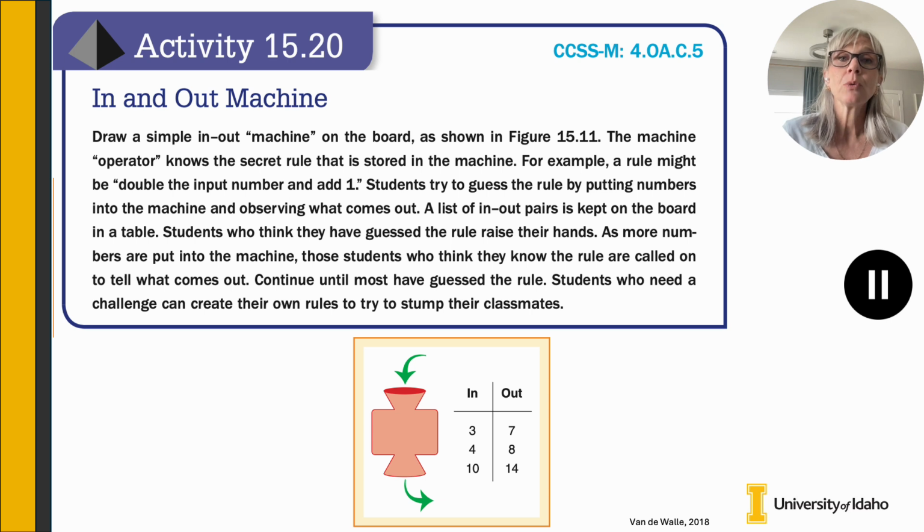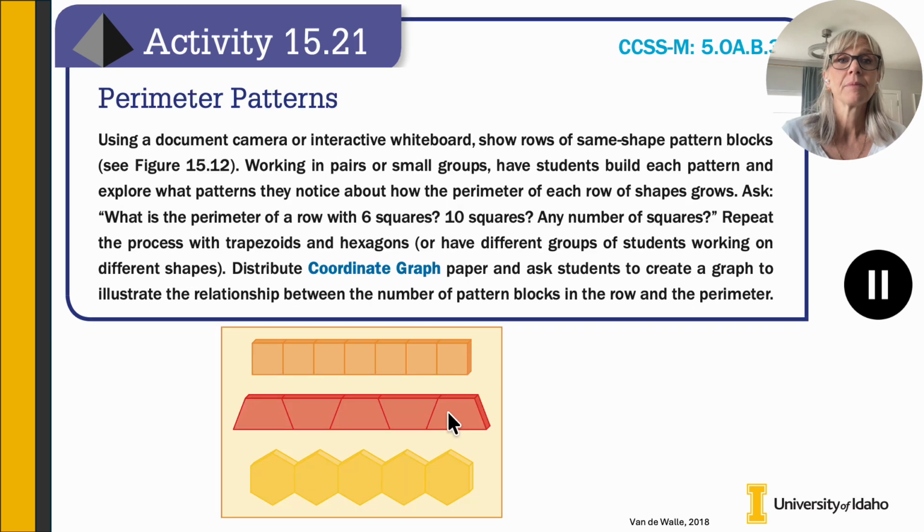A completely equivalent format that is generally more fun is a function machine, as described in this activity. So press pause, read through this, and then press play when you're ready to continue. Here's another one. I personally have used the yellow hexagon pattern with classes of teachers for years. There is so much to explore algebraically. So press pause and then press play when you're ready to continue.